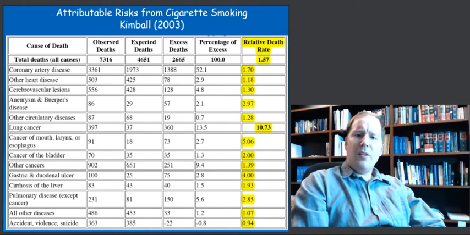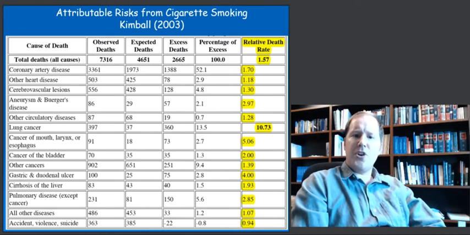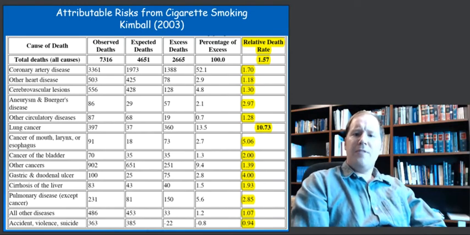Here's, for example, a list of cigarette smoking relative risk ratios. The right-hand column in this chart, don't worry about the other things in there unless you want to look it through, but the relative death rate is totaled for all forms of deaths from cigarette smoking, a 1.57 risk increase over the background. But then here are the relative risks for specific forms of disease in smokers as opposed to in non-smokers.